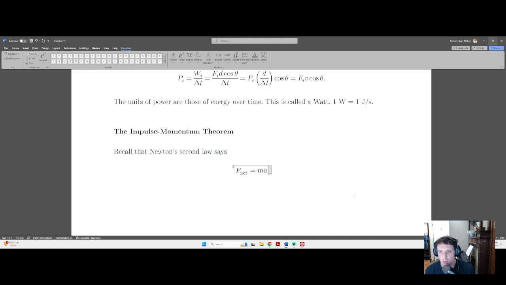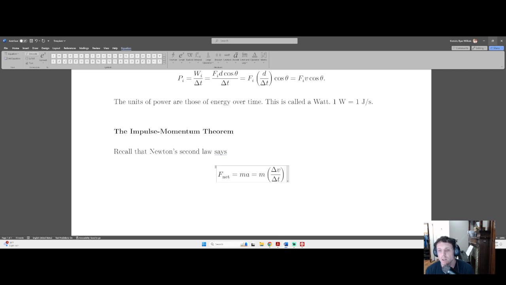What you should note is that the acceleration is just a change in velocity over a change in time, right? This is something that we discussed maybe in week 1 or week 2 when we talked about kinematics, and hopefully you all remember this, but it is just a change in velocity over a change in time.